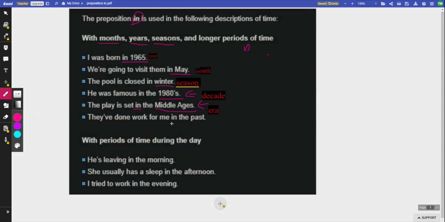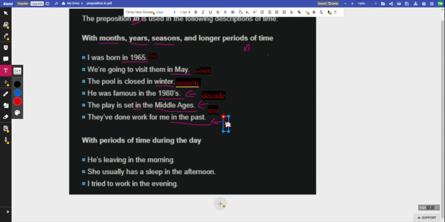And finally, if you were saying, "They have done work for me in the past," the past is a long period, an indefinite period of time.